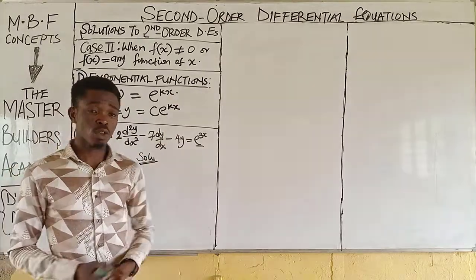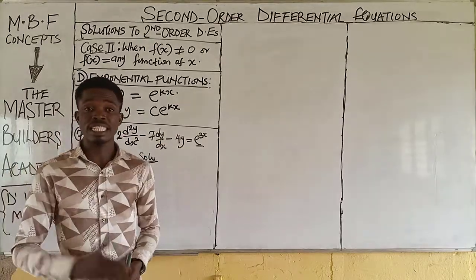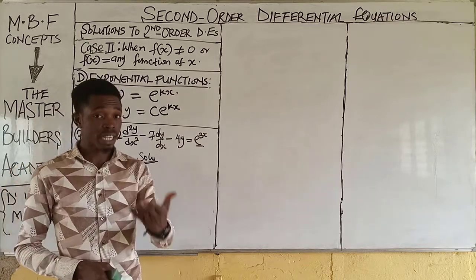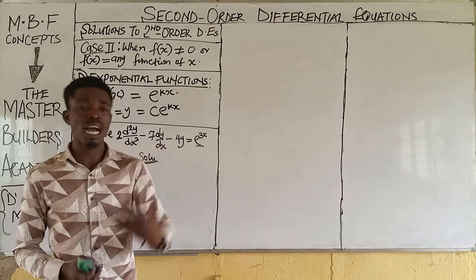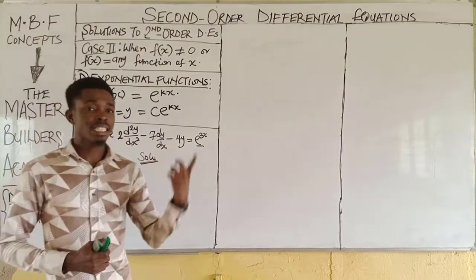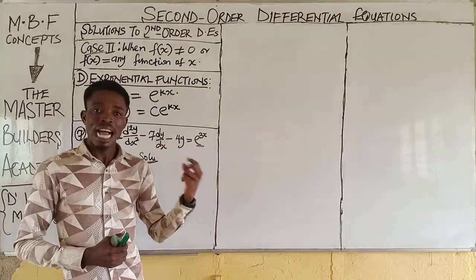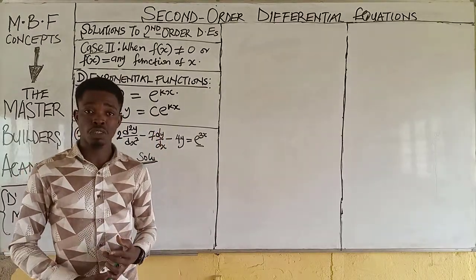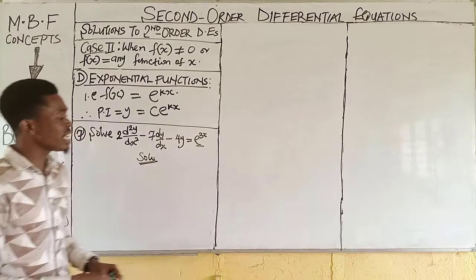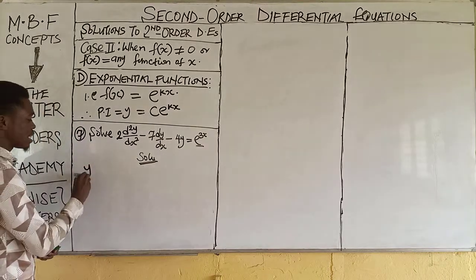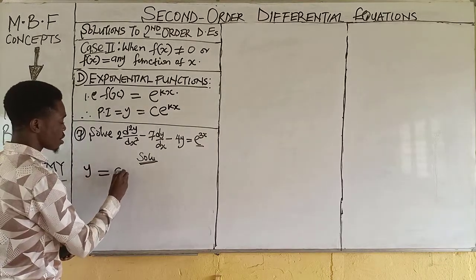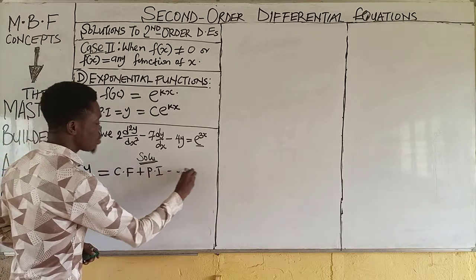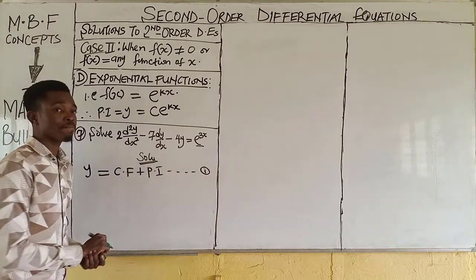Like I have advised over time, it is always easier for you to define the feature from the beginning. And how do you define the feature from the beginning? Now we have ascertained that this question contains two parts, which include the complementary function and the particular integral. So all we need to do here is to state that the general solution is equal to complementary function plus particular integral. Then we will call this equation 1.